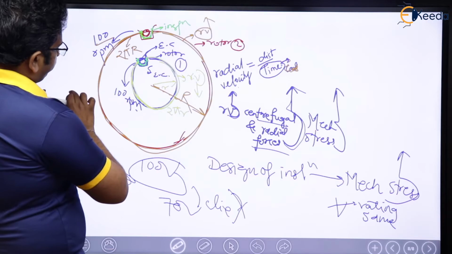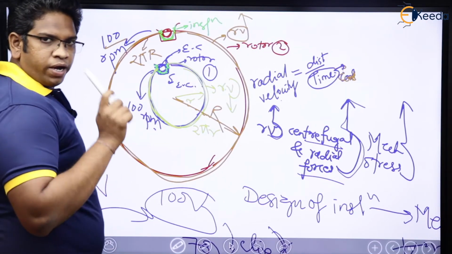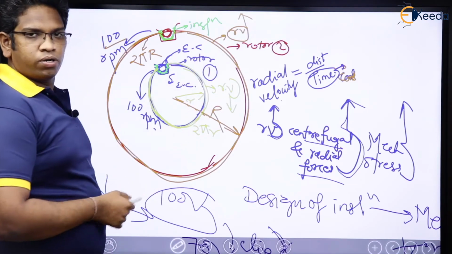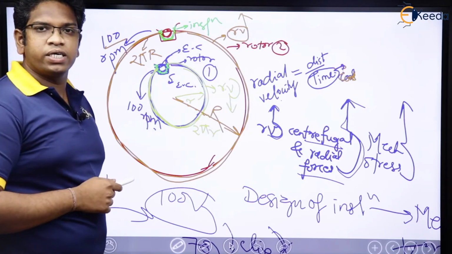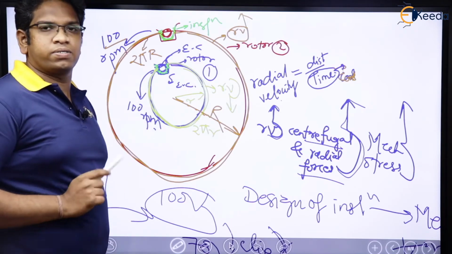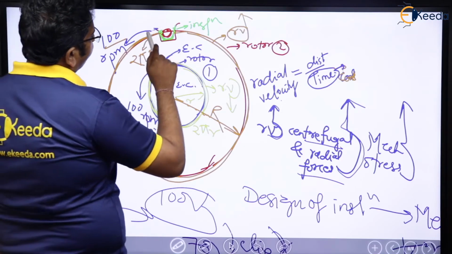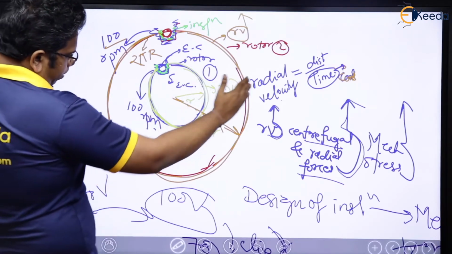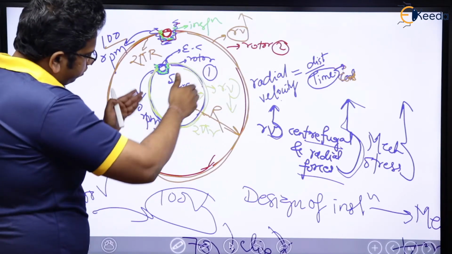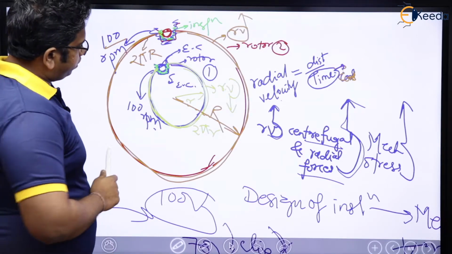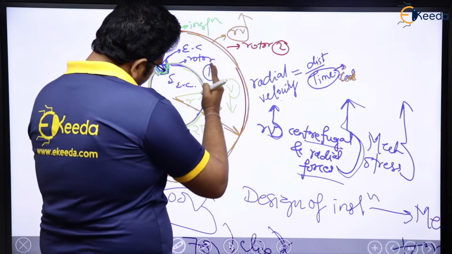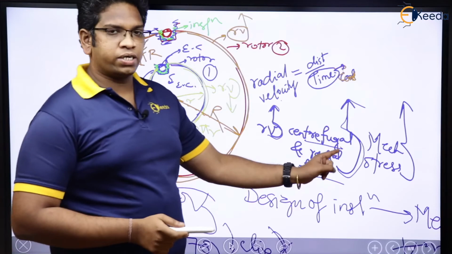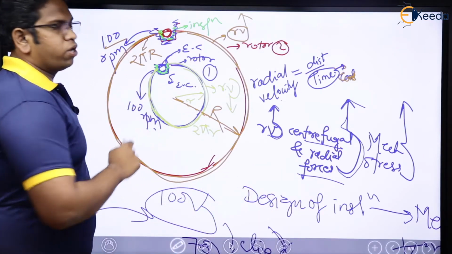Which means, see here, what is going to happen? When your diameter is more, radial velocity increases, because of which mechanical stresses increase, because of which insulation failure can happen easily. Whereas when your diameter is less, what is going to happen? Radial velocity is less, which means mechanical stresses are less, which means insulation failure will not happen.